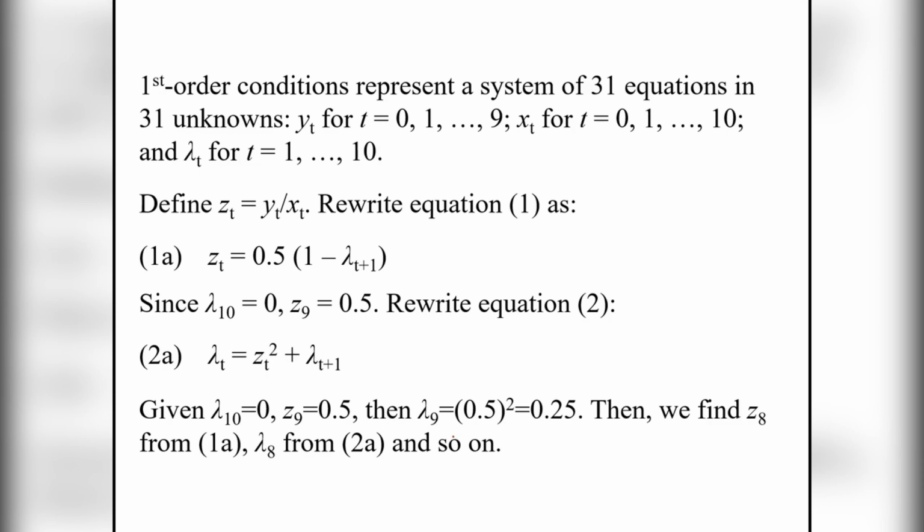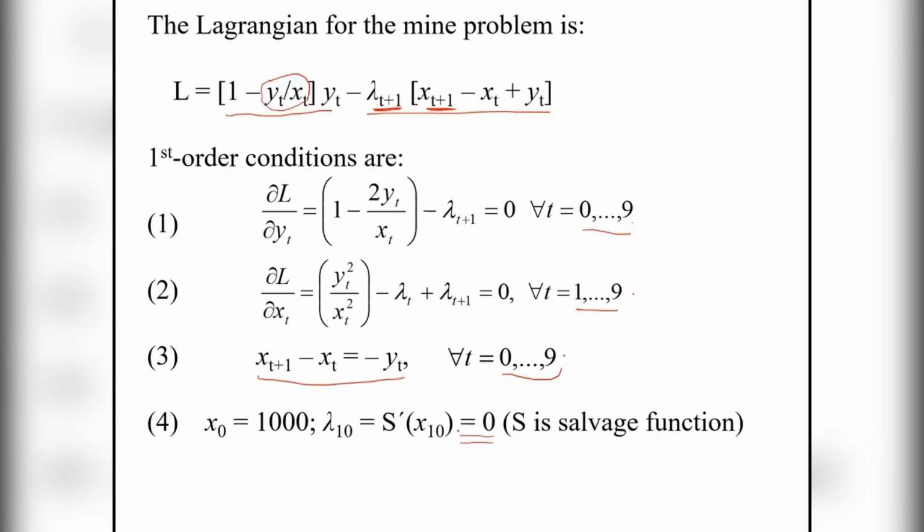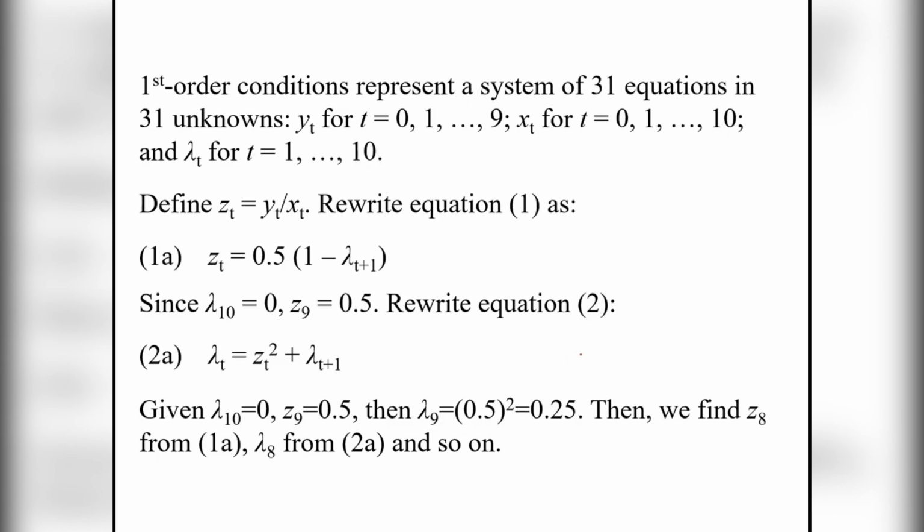T is for t 0, 1 to 9, that's 10. Xt is for 0, 1 to 10, and I think I got that wrong up here. The xt should be, this should be a 10. And then the other one is for lambda t, that goes from 1 to 10 as well. So we end up with 31 equations and 31 unknowns.